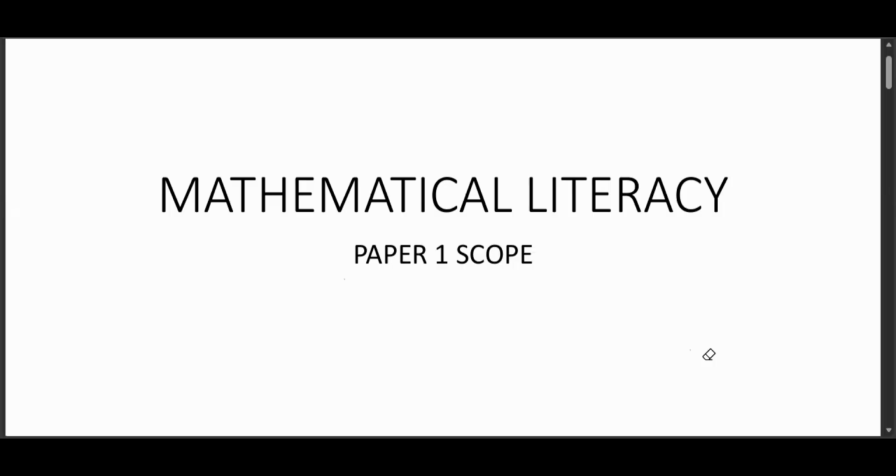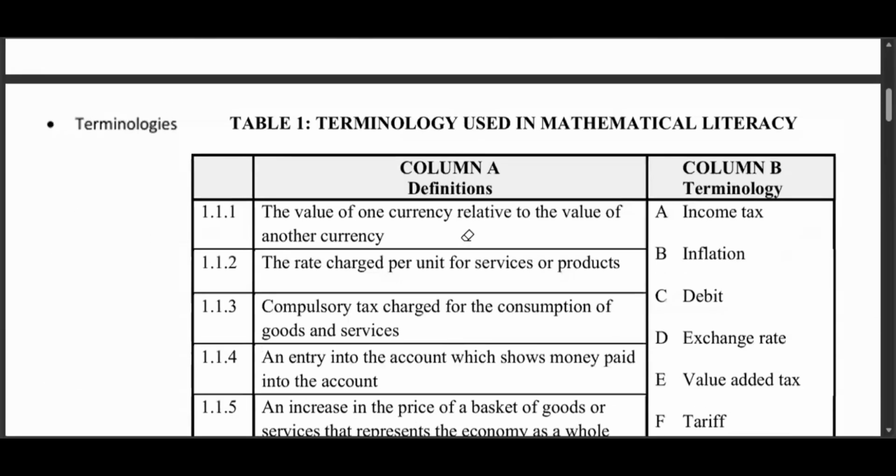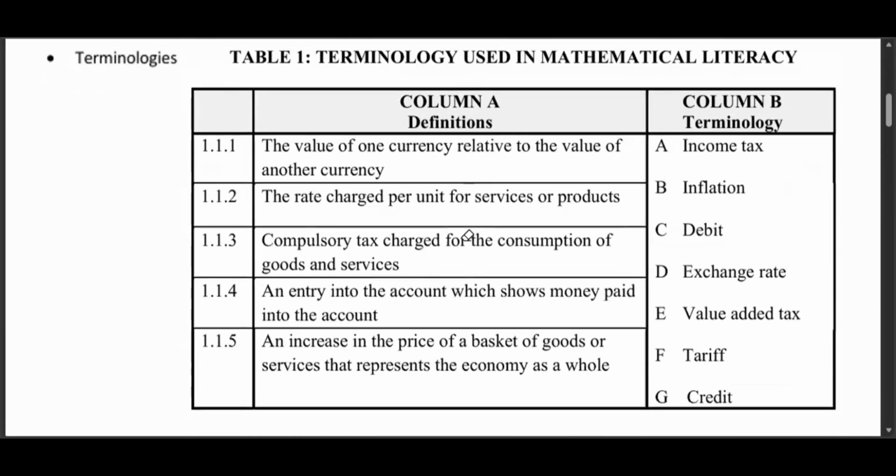Let's look at mathematical literacy, paper 1 scope. This is for grade 10, and it starts like this. We expect to see terminologies. What are terminologies? These are the terms that we shall be expecting. You understand? I'm just showing you the terminologies.